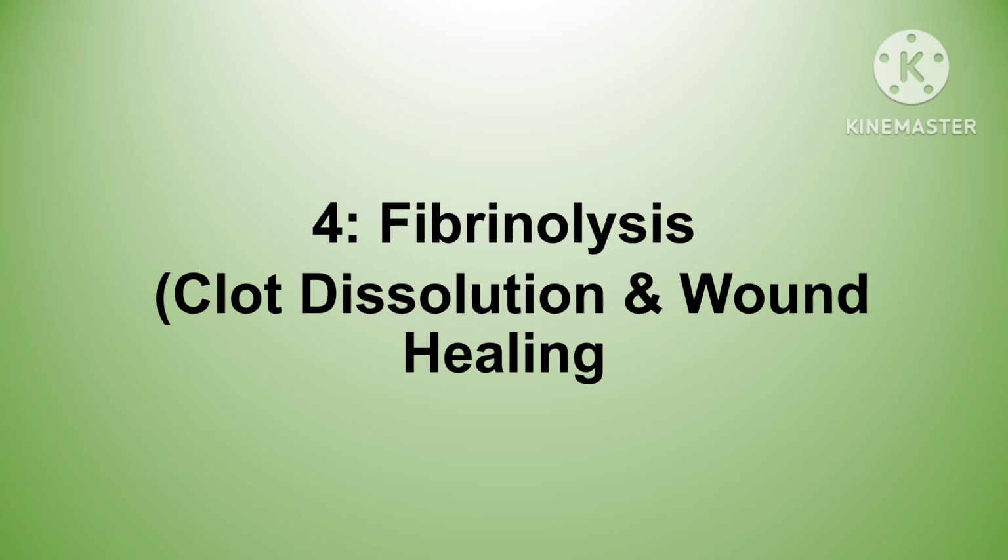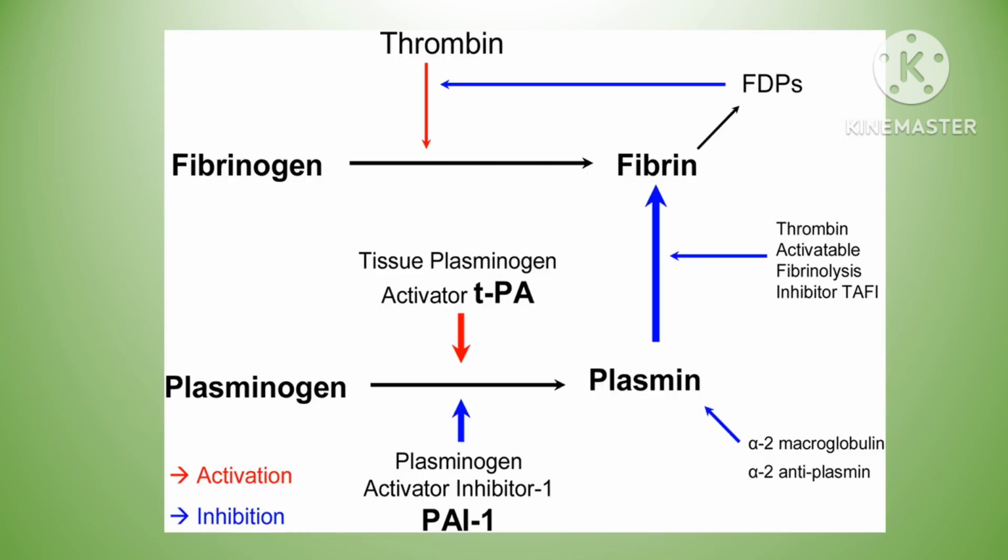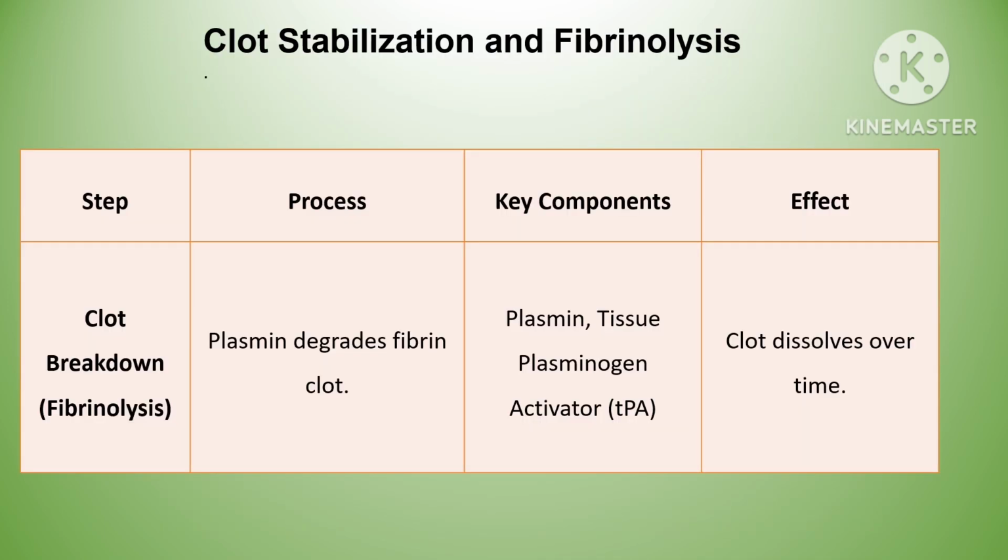Once healing begins, the clot must be removed to restore normal blood flow. This process is called fibrinolysis, that means the breakdown of a clot. The first step in this process is that clot breakdown begins when the body no longer needs a clot. An inactive protein called plasminogen is activated by enzymes like tissue plasminogen activator and urokinase. This converts plasminogen into plasmin, which is a key enzyme responsible for clot breakdown.